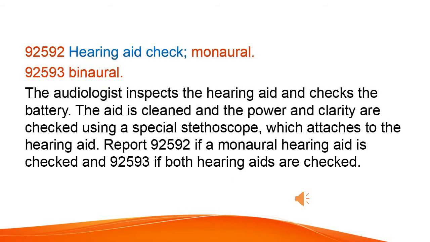Hearing aid check, monaural. Binaural. The audiologist inspects the hearing aid and checks the battery. The aid is cleaned and the power and clarity are checked using a special stethoscope, which attaches to the hearing aid. Report 92592 if a monaural hearing aid is checked and 92593 if both hearing aids are checked.